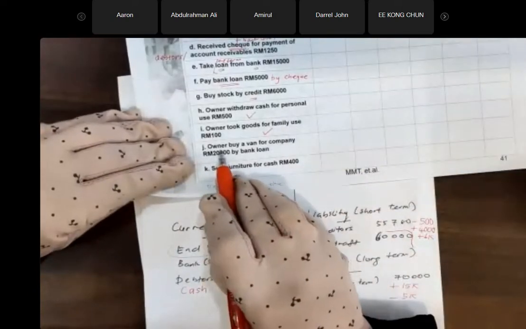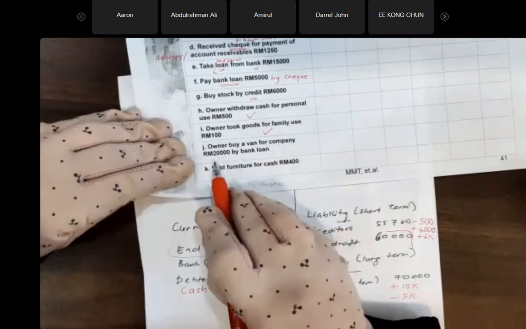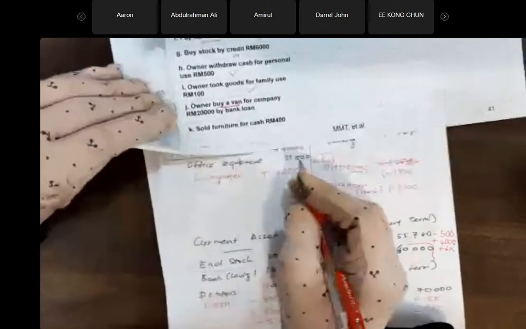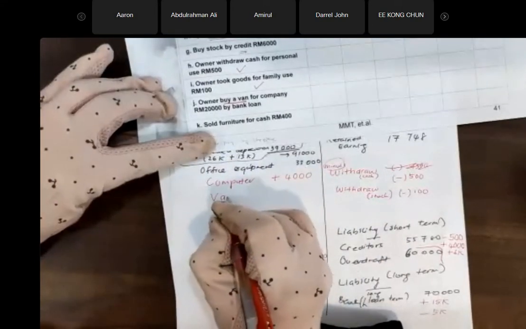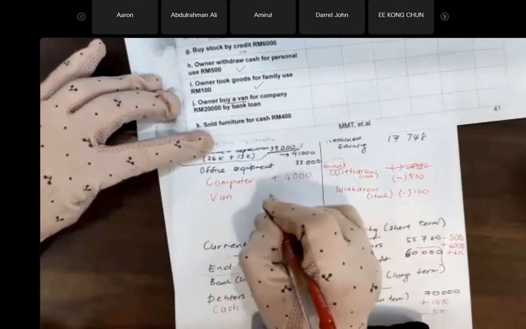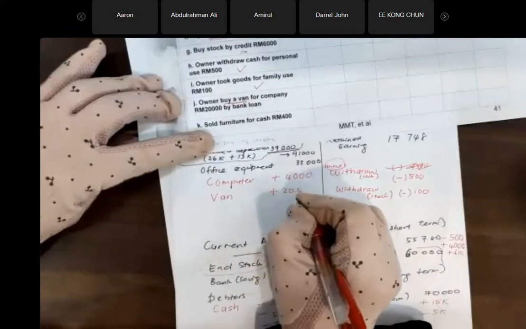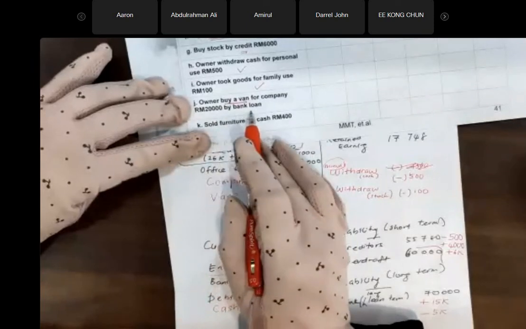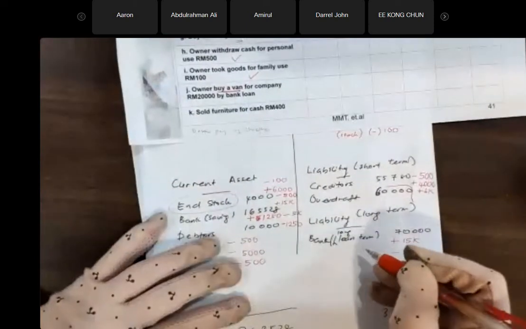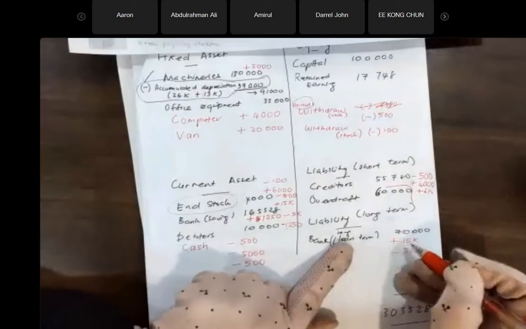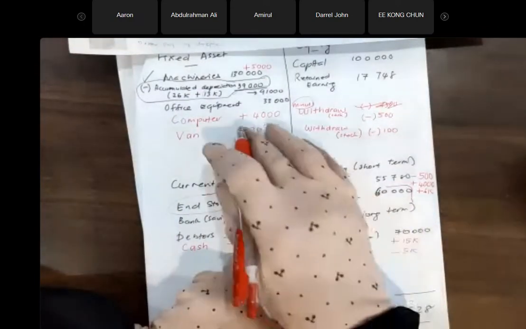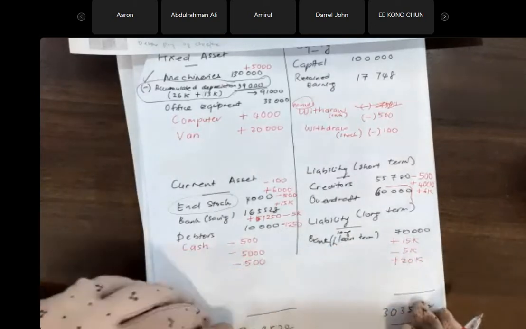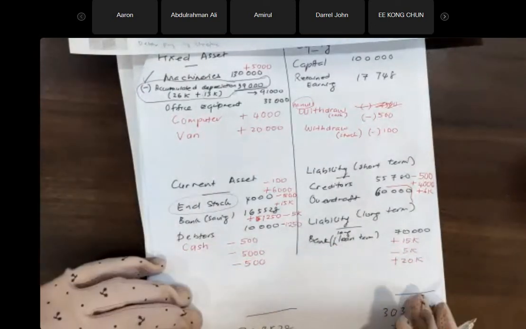Okay. Owner buy a van for company 20,000. Owner buy a van. So you get the van. You put the van or vehicle pun boleh. And van plus 20,000. But buy dengan apa? Bank loan. So bank loan. So this one positive 20,000. So positive 20,000 menambah lagi hutang, sebab nak beli van tu kan.